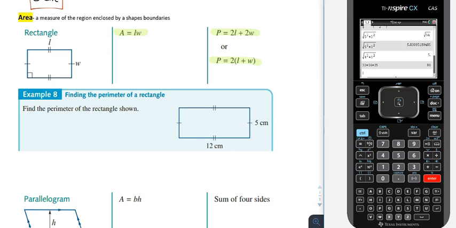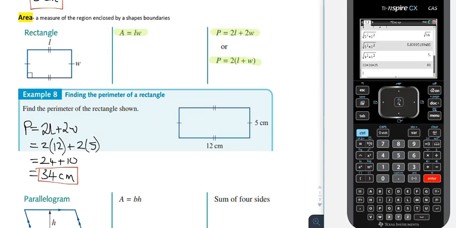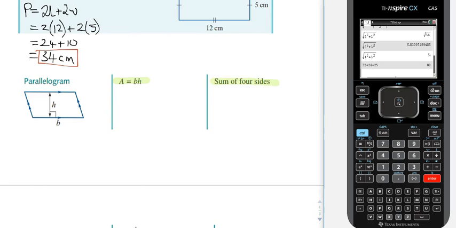So for this example, we're asked to find the perimeter of the rectangle. Again, it's just like the one above. We're going to have 2 times length plus 2 times width. So I'm actually going to use the formula in this case. 2 times 12 plus 2 times 5. So 24 plus 10 is 34. And this is centimeters. So box that.